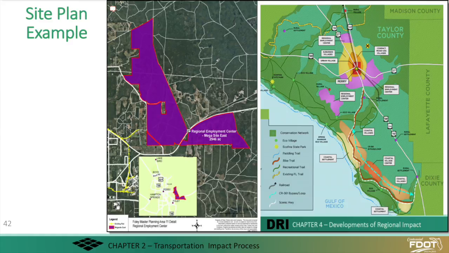This is an example of a site plan that was developed for one of the most recent developments of regional impact that's in Taylor County, and it shows proposed land uses and locations in relation to the surrounding transportation system.